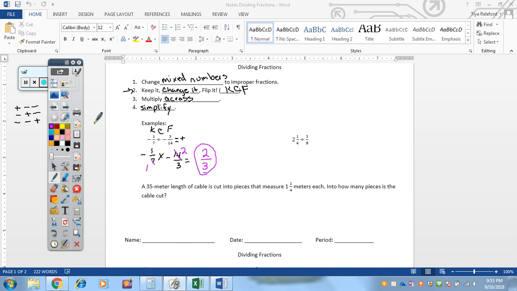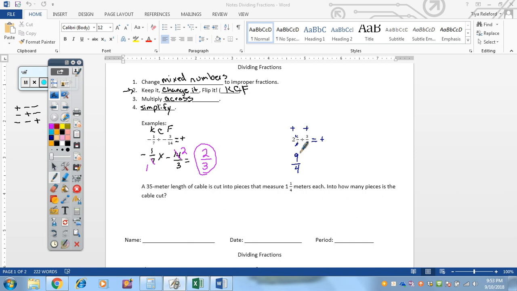So let's look at the next one. I have a positive divided by a positive. My answer then will be positive. Now step 1 says change mixed numbers to improper fractions. I actually have to do that with 2 1/4. So if I Texas 2 1/4, I end up with 9/4.